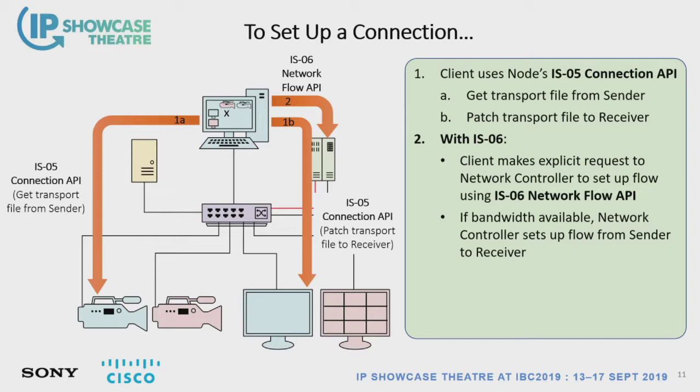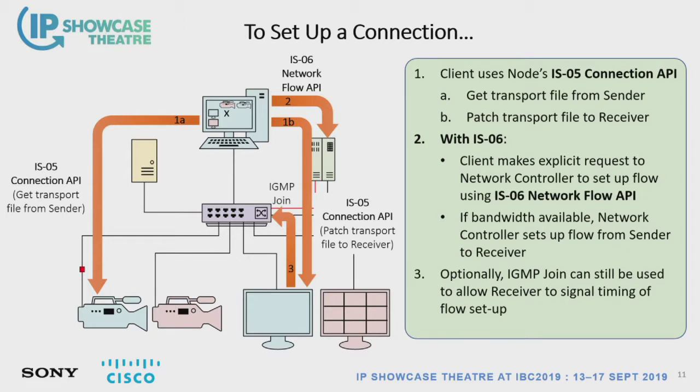If we still want to use an IGMP join from the receiver, just to let the receiver have some control of when it starts receiving those new multicast packets, the option is there to still do the IGMP join. So you can choose to start forwarding the flow immediately, or you can wait until the IGMP join. Those are two options within IS-06.